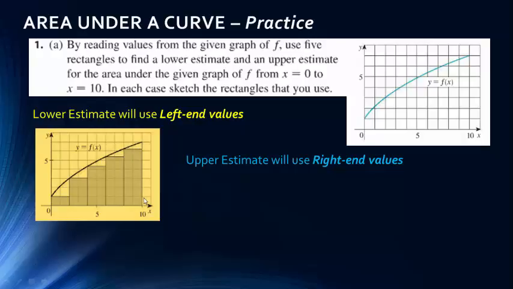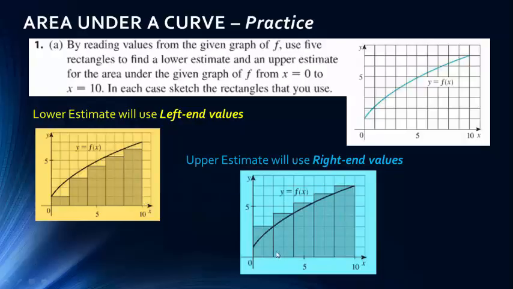Okay. For the upper estimate, we're going to use right-end values, so it's the same function, but now when we do the height, we're going to use the right side value. So for the first rectangle, which goes from 0 to 2, we're going to use the right value 2 and go up to where the curve crosses 2, or the curve crosses 4 for the second rectangle, or where the curve crosses 6 for the third rectangle, or where the curve crosses 8 for the fourth rectangle and 10 for the last rectangle.